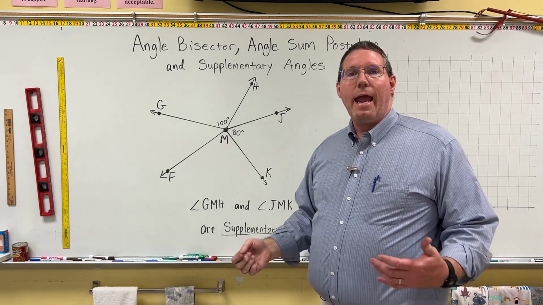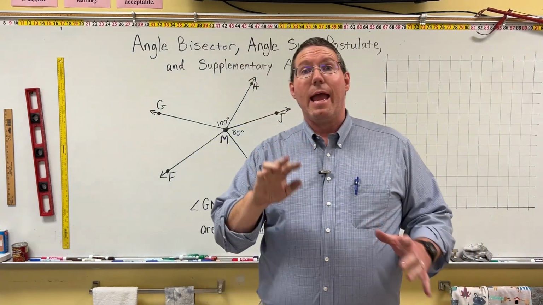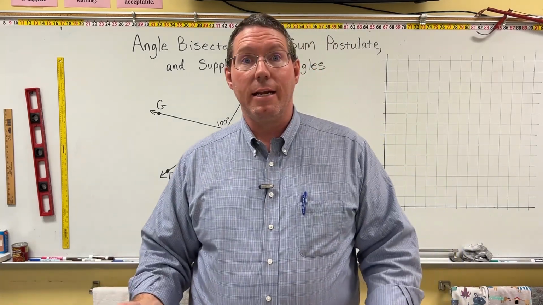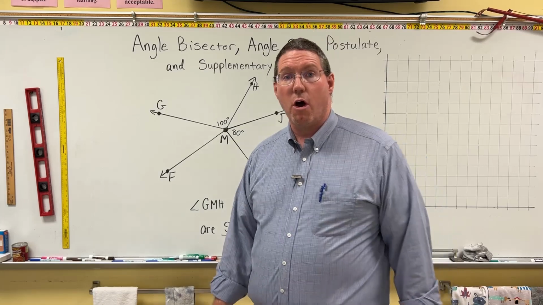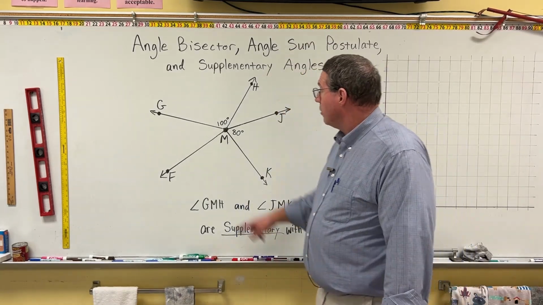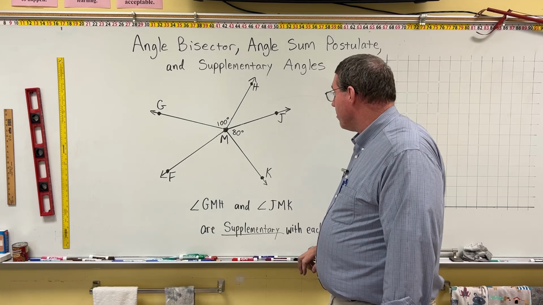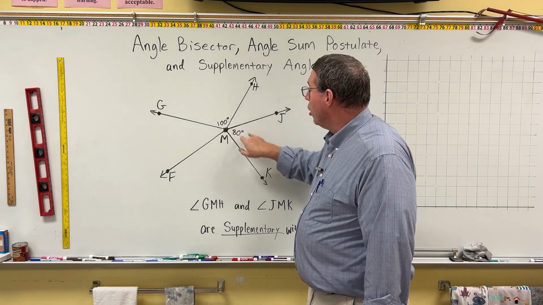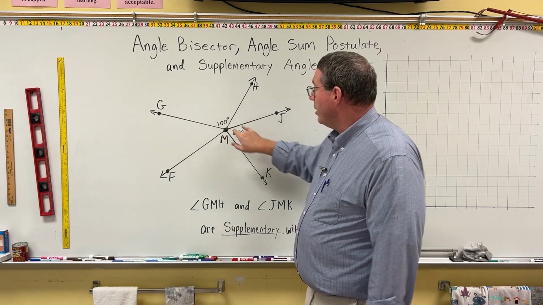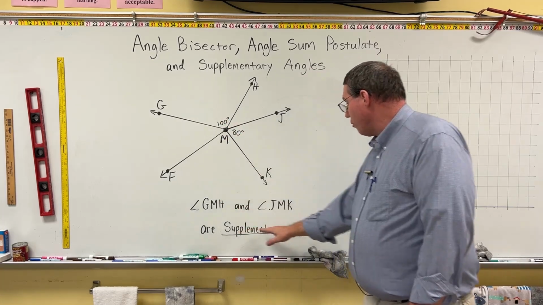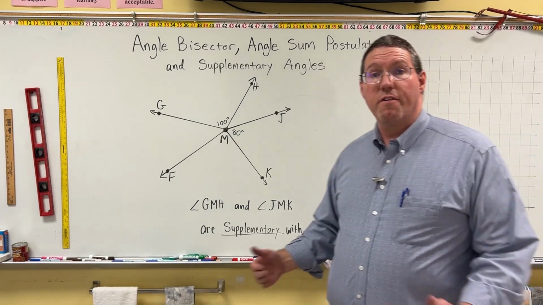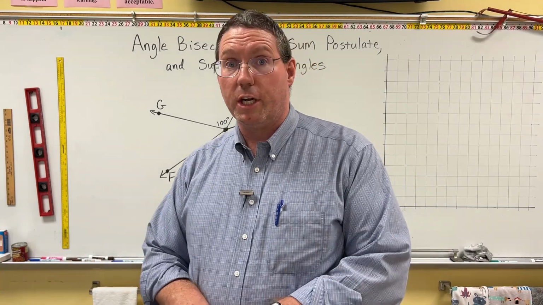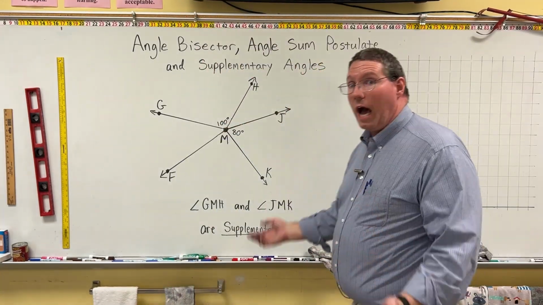Very simply, it has to be two angles. Any two angles, if you add them together, and your measure is 180 degrees, then those two angles are supplementary. For example, angle GMH is 100 degrees and angle JMK is 80 degrees. The two of them, because their sum is 180 degrees, those two angles are supplementary with each other. Okay, now this is very similar to linear pairs, except with a linear pair, the two angles have to be touching. With supplementary angles, they do not have to be touching.